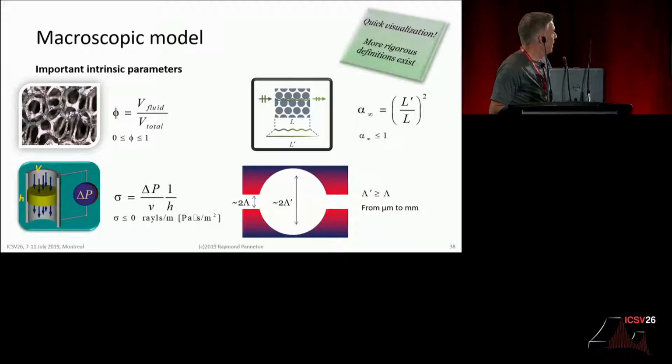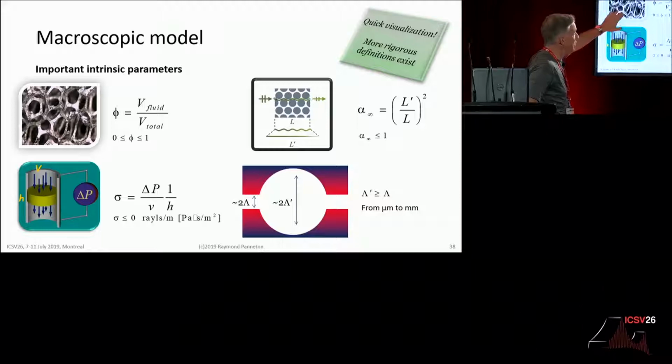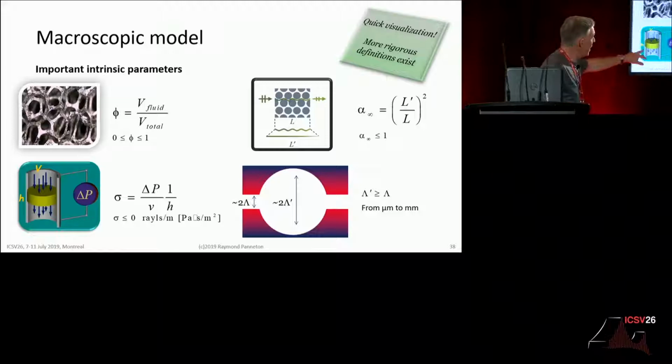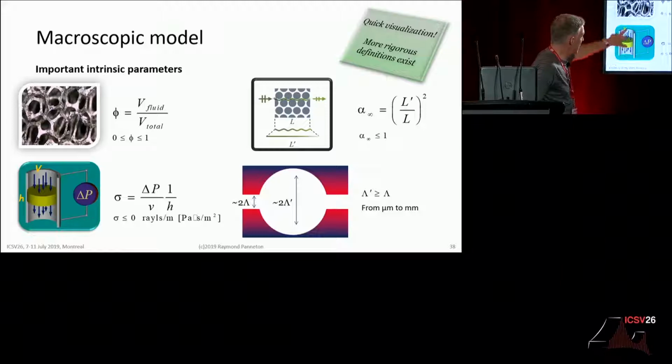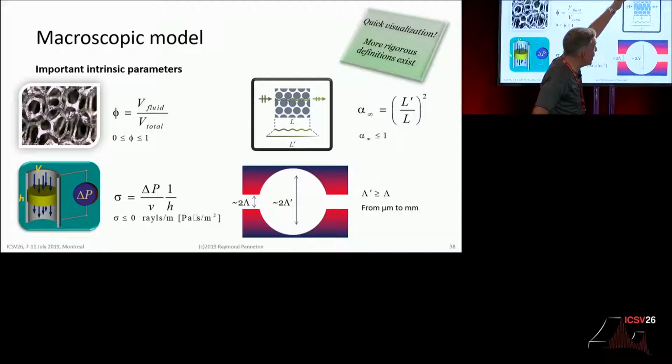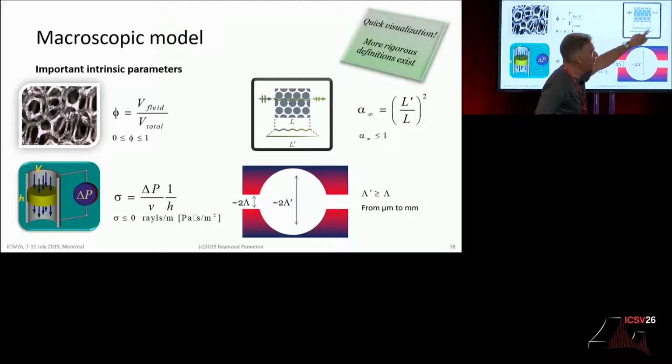And these properties are very simple to obtain, okay, with complicated equipment. Okay, so we have the porosity, which is just the ratio of the fluid phase volume to the total volume. We have the resistivity, which is the pressure drop, okay, for a given velocity of the fluid. Tortuosity is the tortuous path through the material, okay. So an acoustical wave or particles will see that the path through the material is larger than the real sample, okay. And the square of this ratio is what we call tortuosity.